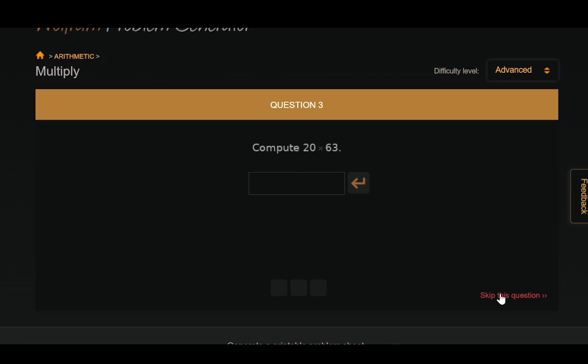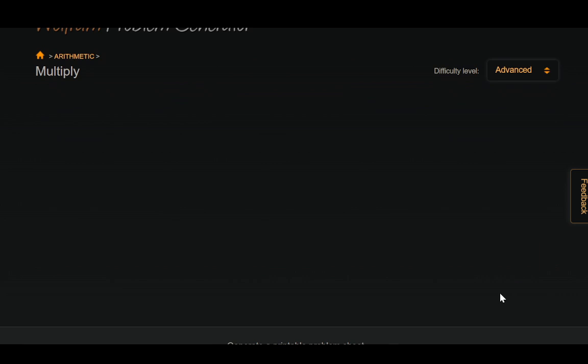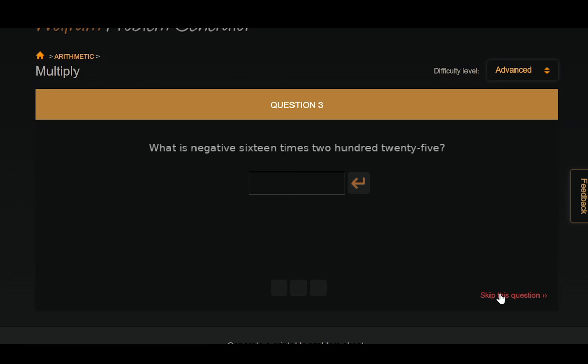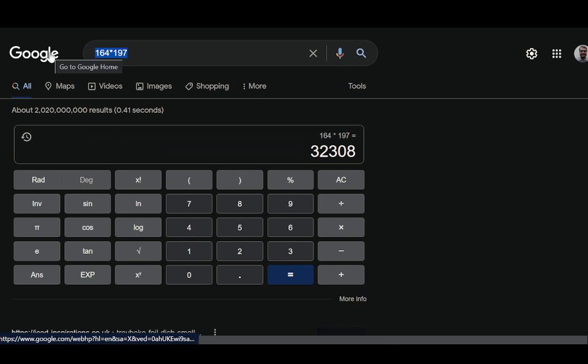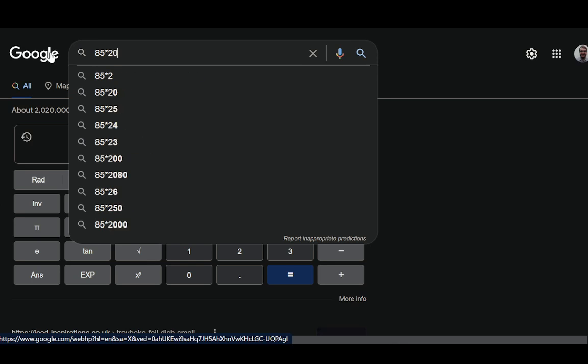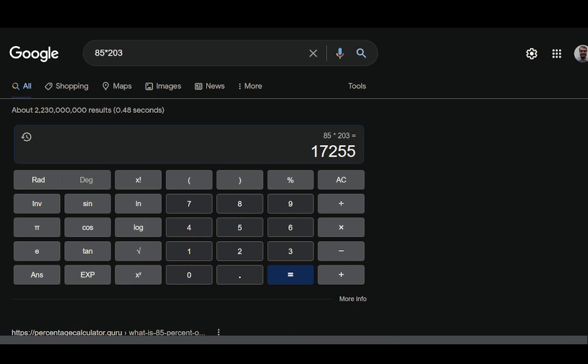Is it 20 times 63? Is that large enough? What I would like is 2 3-digit numbers multiplied together, please. Just come on, Wolfram. Give me 2 3-digit numbers. Come on, you can do it. Don't be annoying, Wolfram. You know, I don't know why everything has to have negatives in. This is so irritating. All right. 85 times 203. Let's try that. All right. So what should it be? 85 times 203 is 17,255.